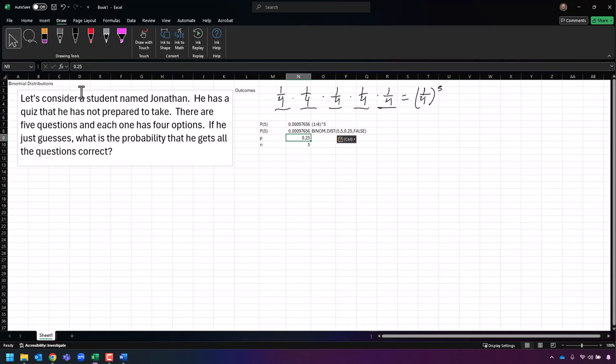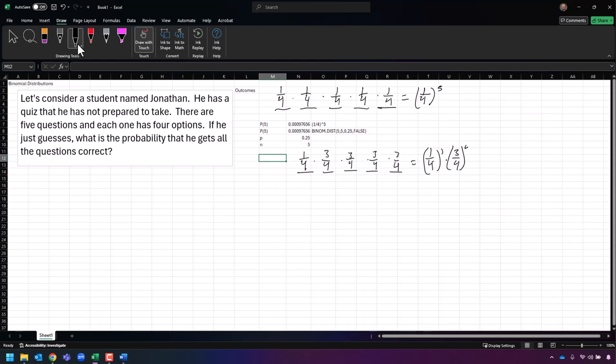Now, just for funsies, a little exploration of what happens if I miss. If I just get 1 correct, what's the probability of John just getting 1 correct? Let's say I got the first one correct, and then the rest of them are wrong. So there are 3/4, because there's 1 correct option and 3 wrong options. And so this is 1/4 to the 1st power and 3/4 to the 4th power.